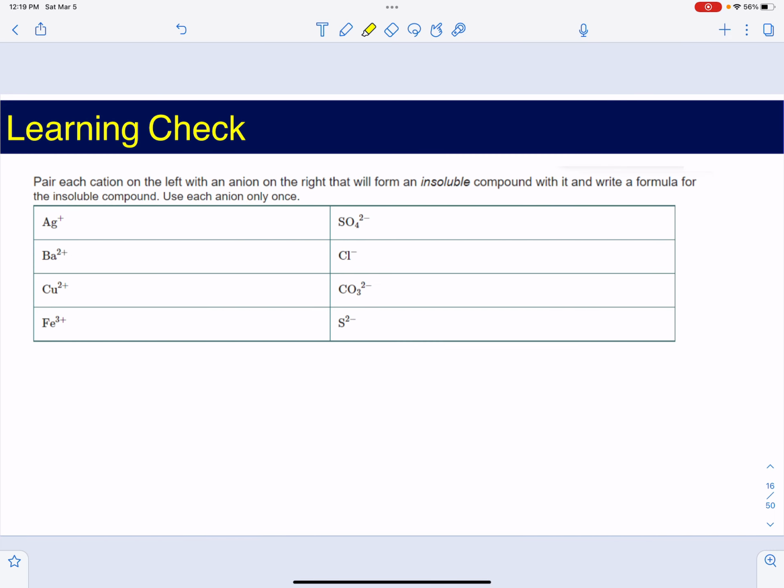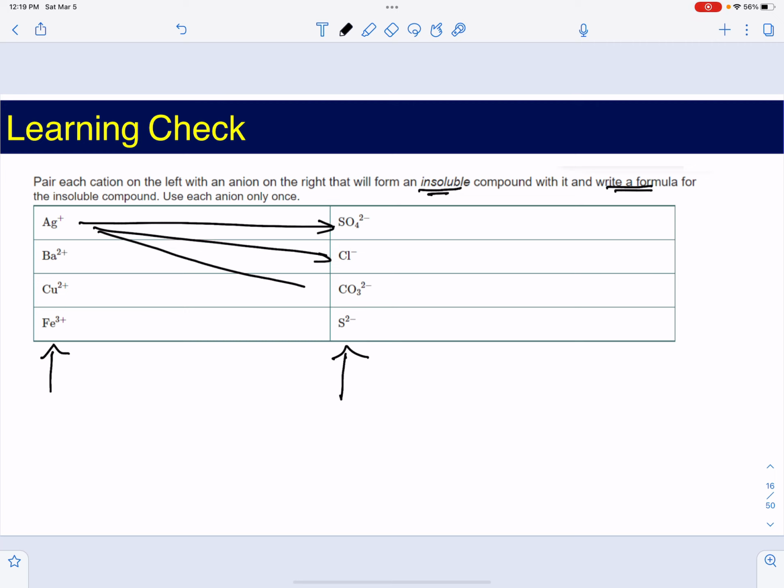So let's start with this problem. Pair each cation on the left with an anion on the right that will form an insoluble compound, and write the formula that comes out of it. So let's just do silver with all of them.